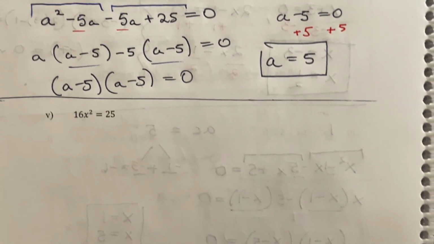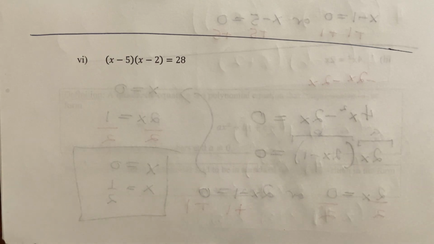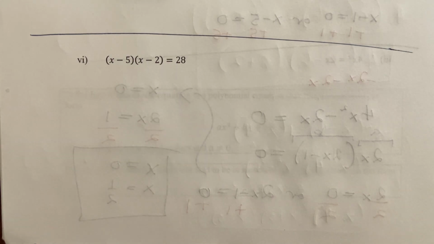I'm going to skip to part 6. Okay, so as I was saying earlier, something I'm not going to do is to set each of these terms equal to 28. That is not correct.